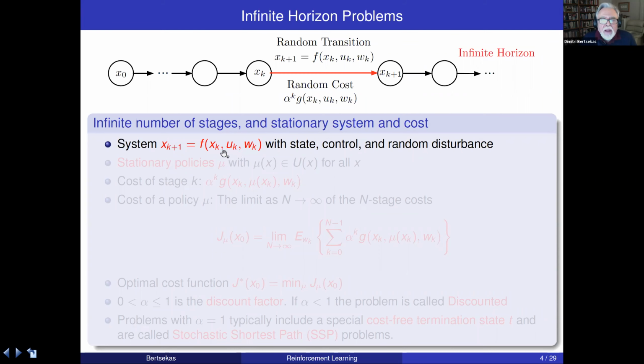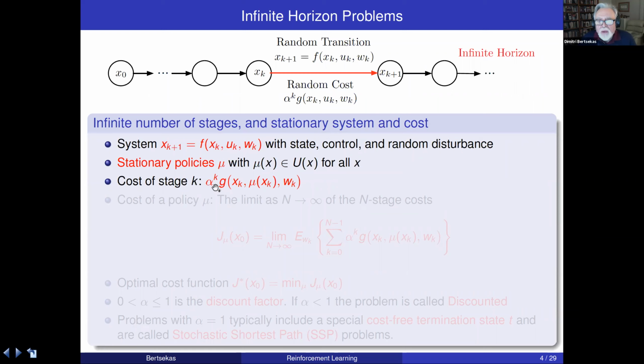And x is, as usual, the state. u is the control. w is a random disturbance whose probability distribution depends on x and u. We're going to be looking at stationary policies that do not depend on the time index. In other words, all the control functions of the policy are the same, regardless of the stage we're in. There are constraints that are again stationary, and the cost of a transition is as before, but there's also discounting.